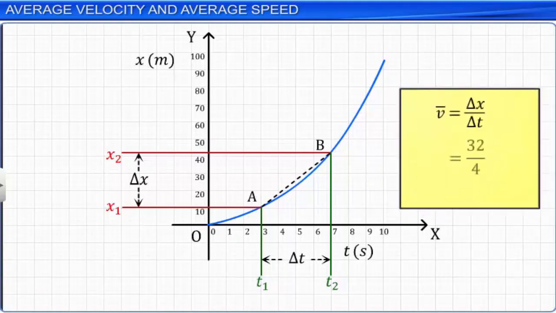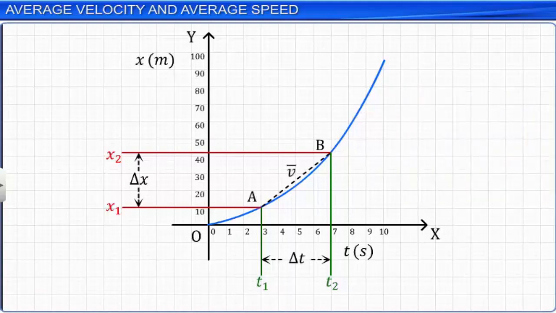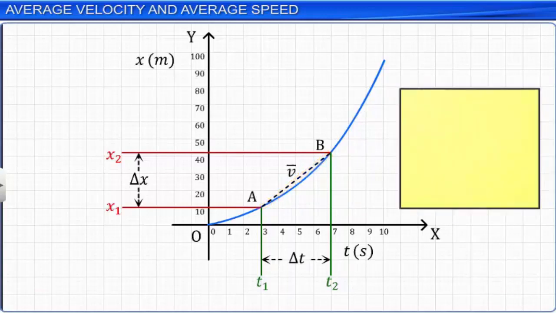V bar represents the slope of the line joining points A and B. Slope is equal to tan theta, which is equal to (x2 minus x1) by (t2 minus t1).